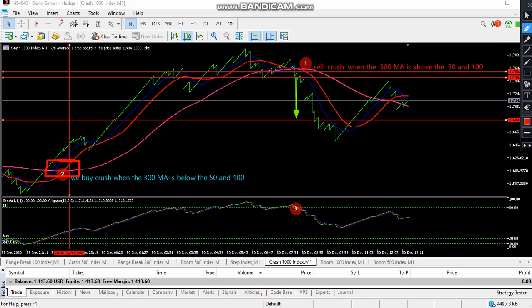If you want, you can take 4 candlesticks. But if the 300 moving average is below the 2 moving averages, and the moving averages are further away from each other, look at the distance from here to here. That's a big distance. It means that it is a strong uptrend. That's why you can enter here.